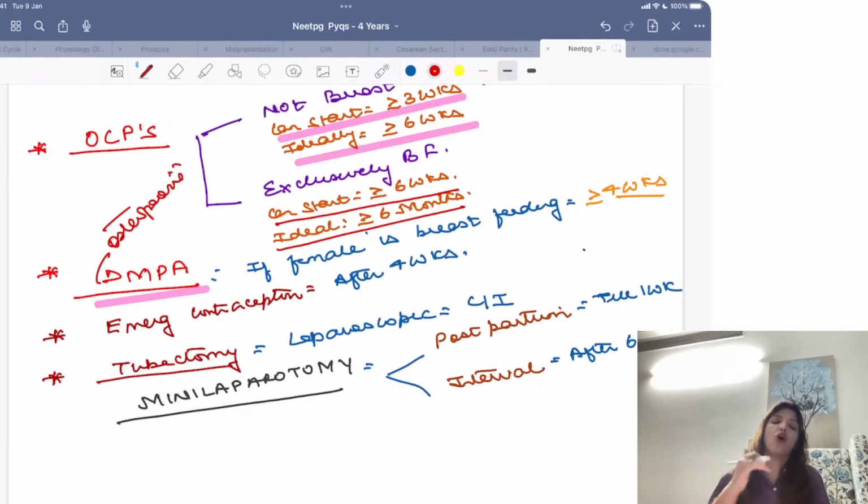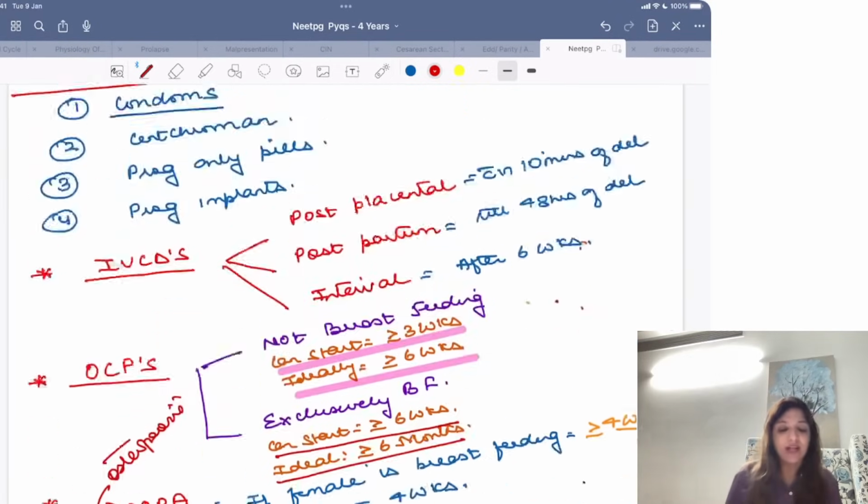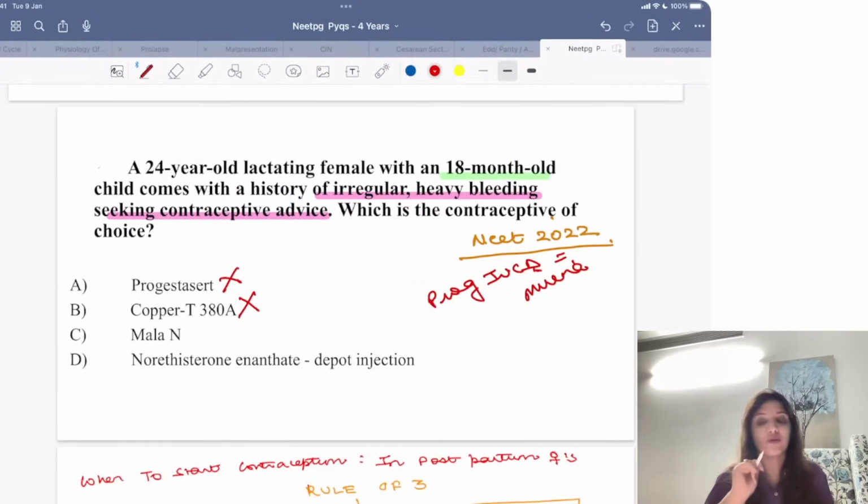Now, because norethisterone enanthate is also a progesterone injection, I am presuming that the problem which is there with DMPA will also be there with NET-EN. NET-EN is also going to decrease the bone mineral density, and as it is, this female has breastfed her baby for 18 months, which is too much. So I am not going to prefer norethisterone enanthate for two reasons.